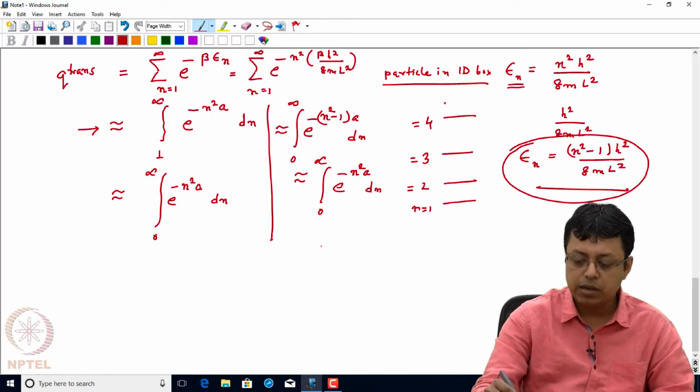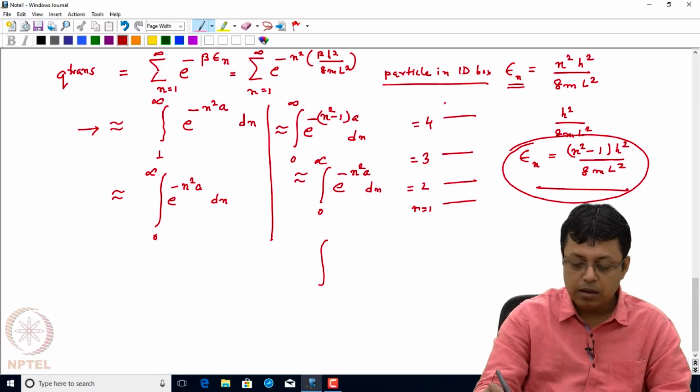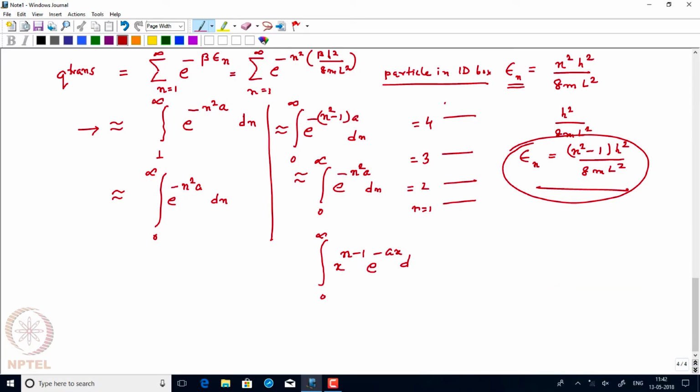What is a gamma function? You can use standard integrals for this, and the gamma function is defined like this. If I have an integral of x to the power n minus 1, e to the power minus ax dx, that is equivalent to gamma n by a to the power n, where gamma n is nothing but n minus 1 factorial.